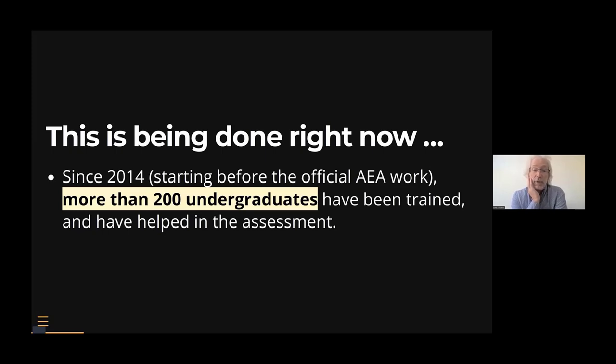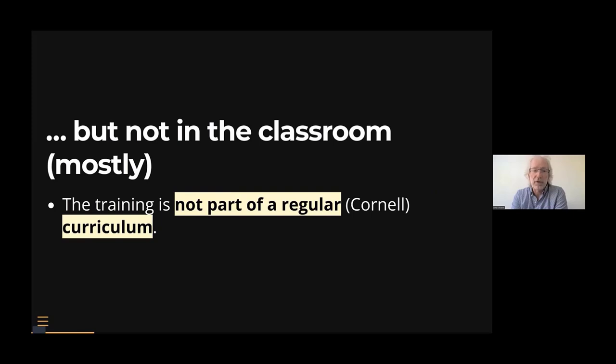We've been doing this with undergraduates. Since we started this before the actual AEA work started, we did some additional post-publication work that gave us the confidence that we could actually do this with undergraduates. I've trained more than 200 undergraduates who are the key drivers of what's going on here. So they do the assessment, they provide a large part of it.